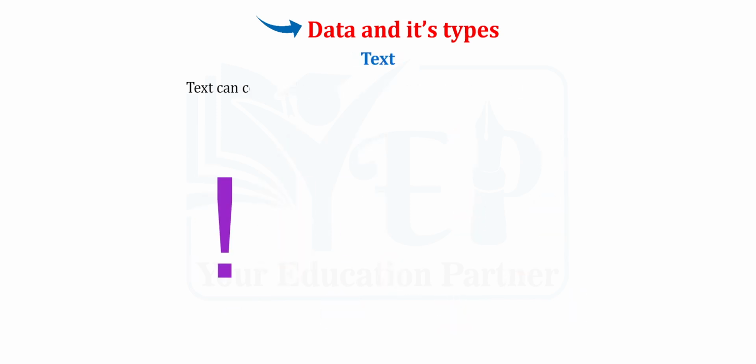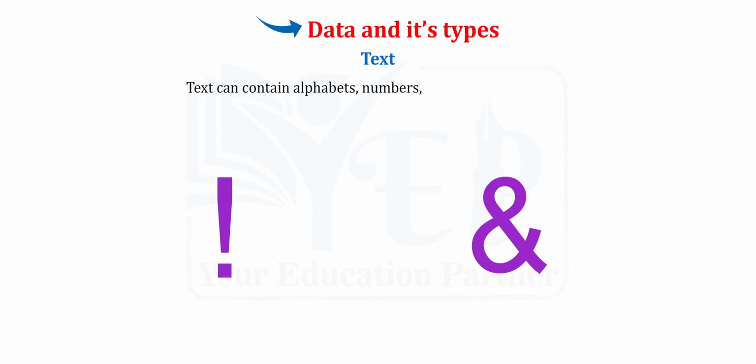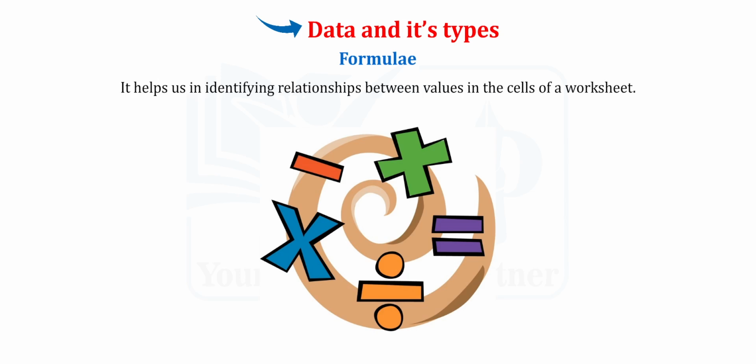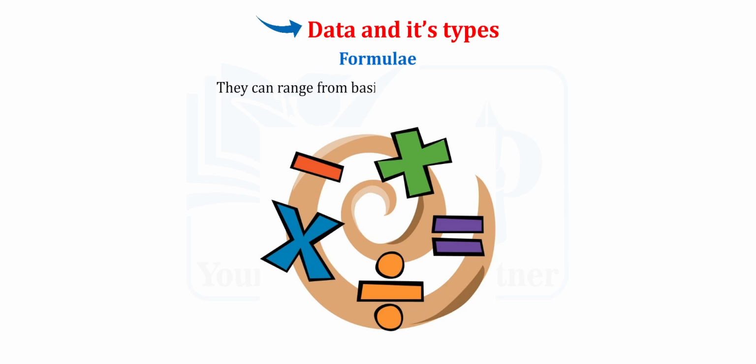Text. Text can contain alphabets, numbers, and special characters. Text cannot be used for performing calculations. By default, the text value is left aligned in a cell. Formulae. A formula is an expression which calculates the value of cells. It helps us in identifying relationships between values in the cells of a worksheet. They can range from basic to complex calculations.